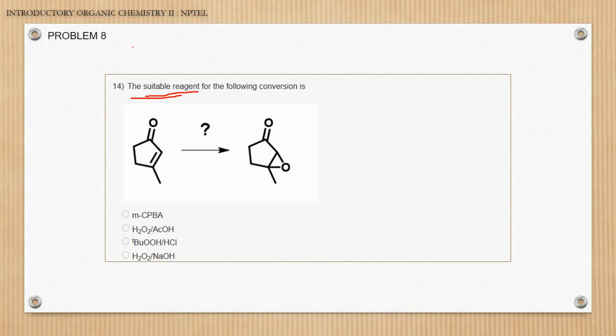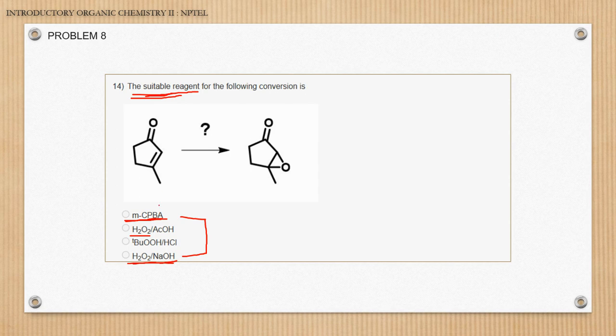Option A. Option A. MCPBA. Okay, so option A, all of you are saying. Okay, guys, let me tell you that MCPBA and H2O2 in NaOH, not in acetic acid, both will deliver you the epoxide ring. So now you have to identify among these two which is the suitable reagent for this.